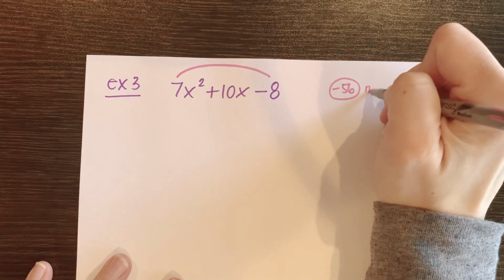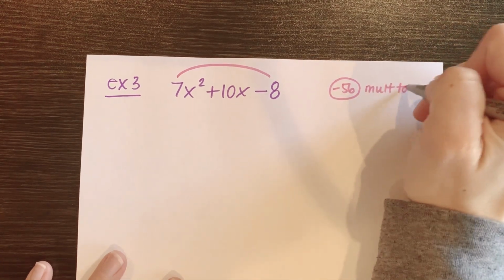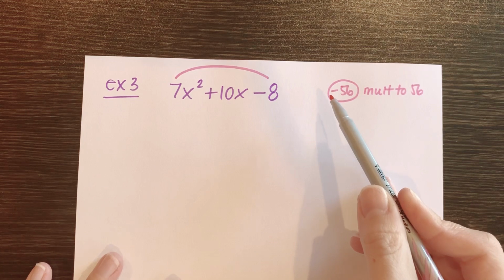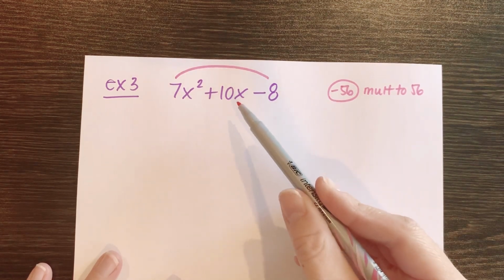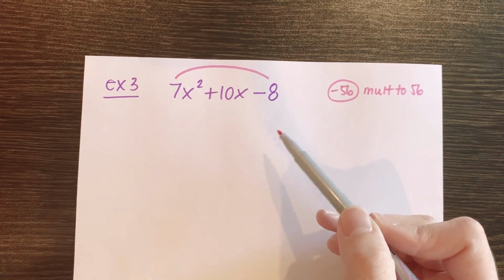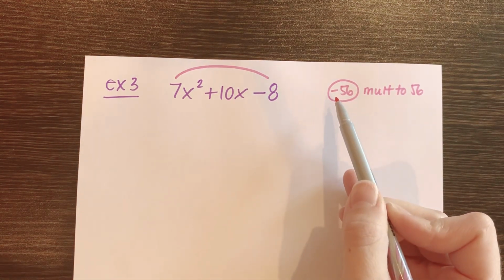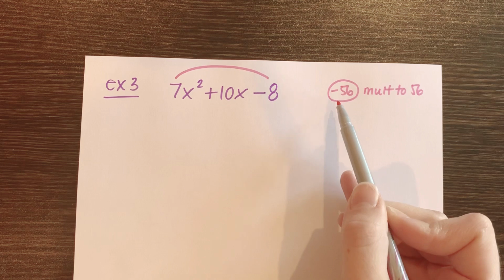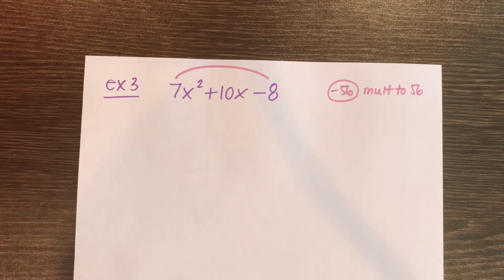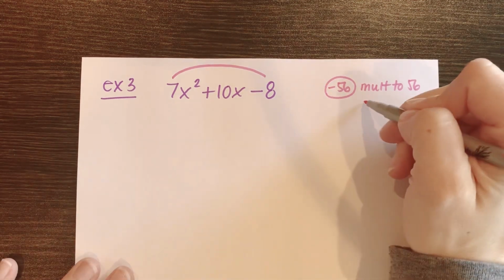So that means they're going to multiply to 56. But because that 56 is negative, I shouldn't say add to 10, because they're not going to add to 10. They're going to be different signs. They're going to multiply to give me a negative, so they will have to be different signs. So when I combine those terms that have different signs, I'm actually subtracting, because one will be positive and one will be negative. So I want to change that language.